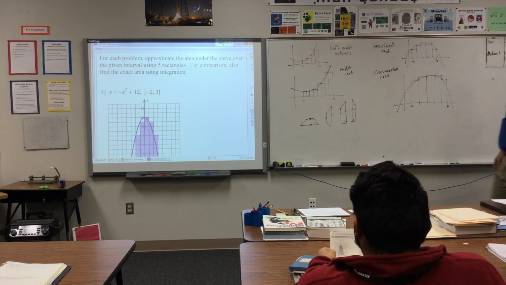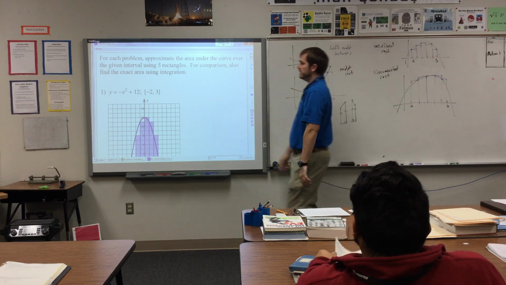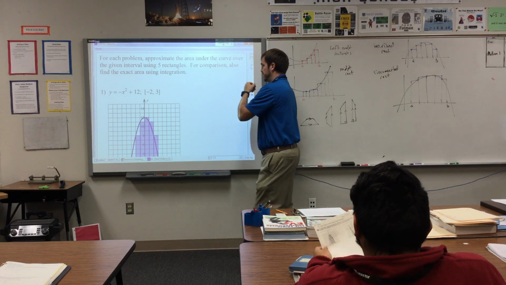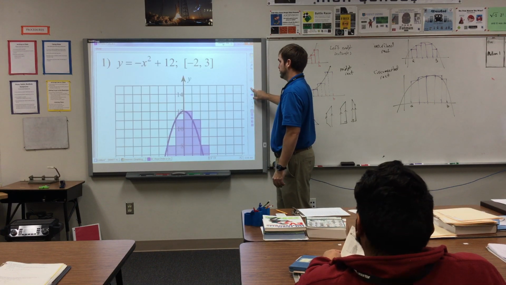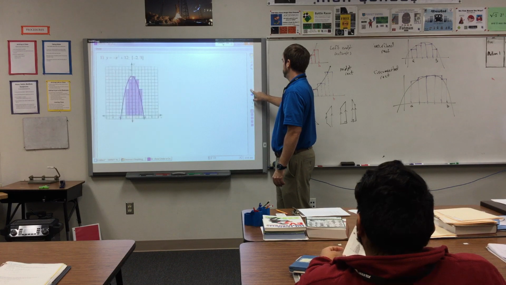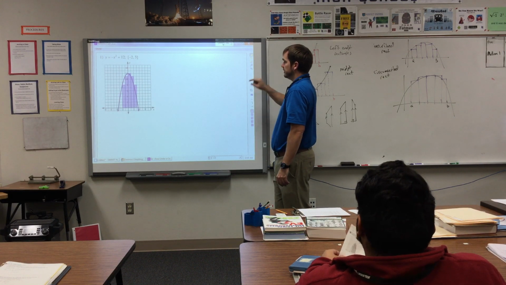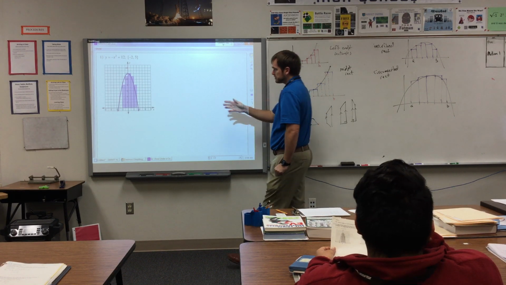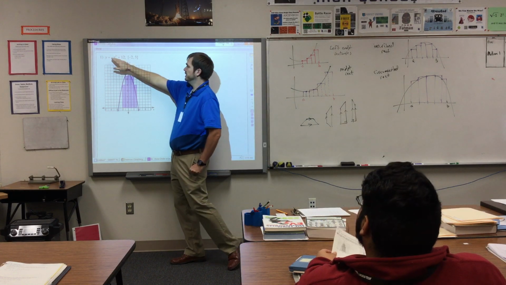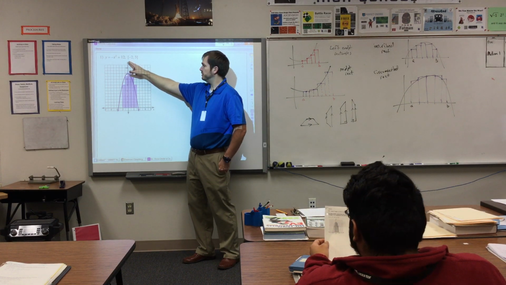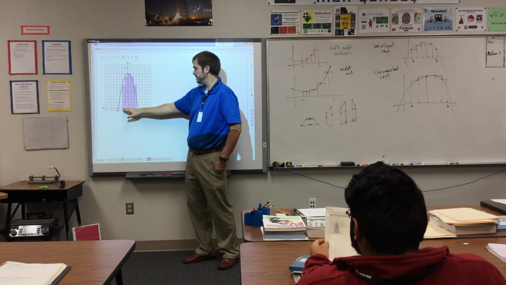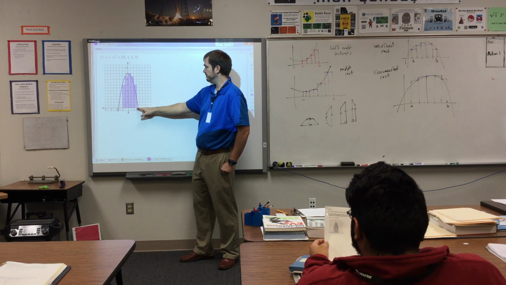All right, for each problem, approximate the area under the curve over the given interval using 5 rectangles, and they say some other stuff there too. There we go. So here we have the function negative x squared plus 12, and we are interested in the region from -2 up to +3.